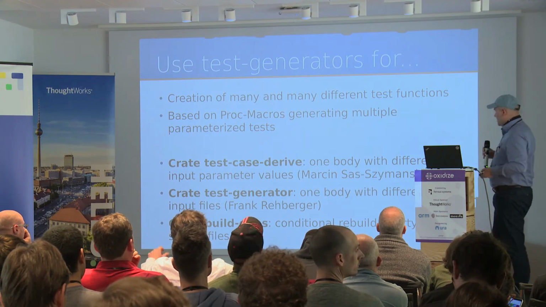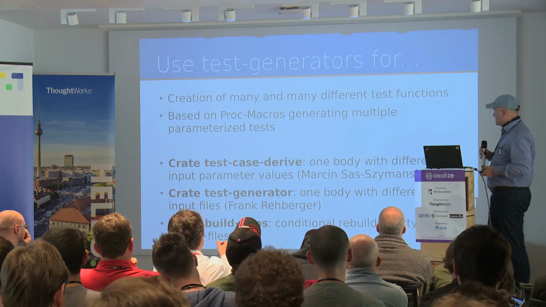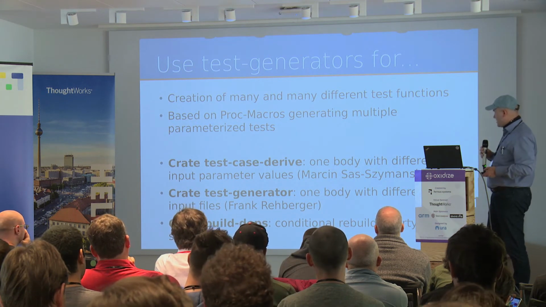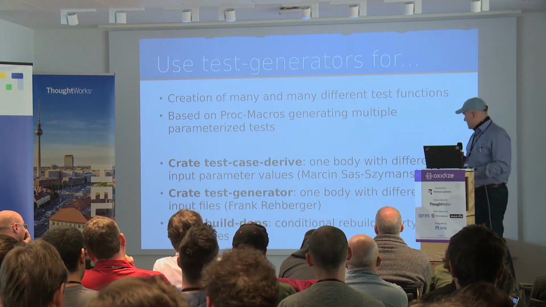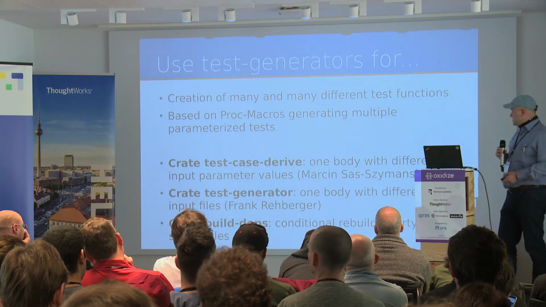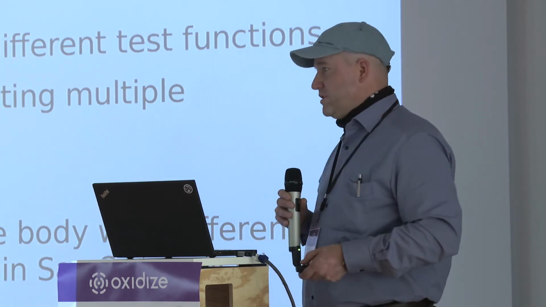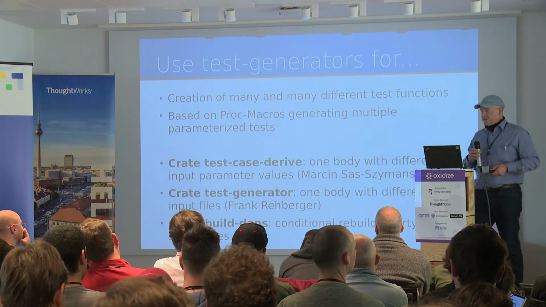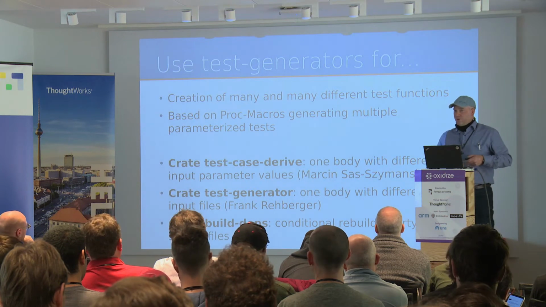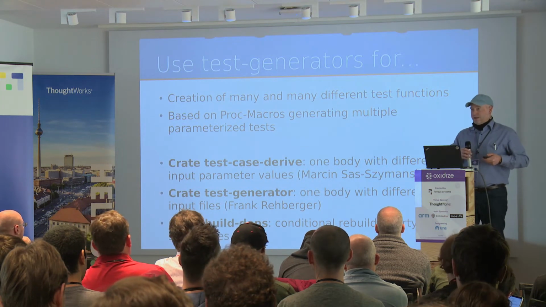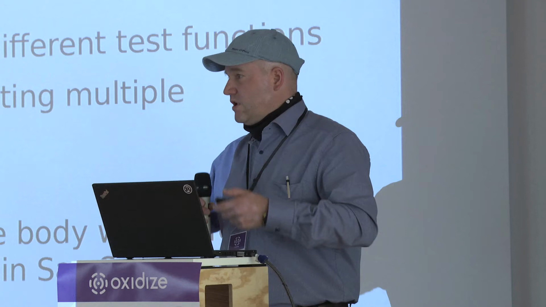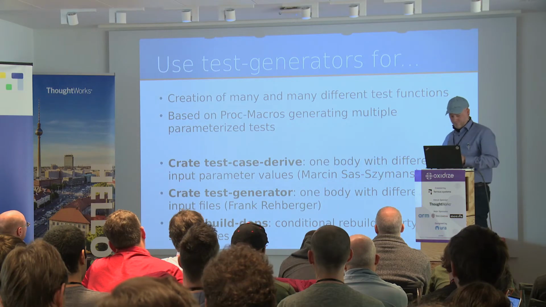I will show you how another implementation works. This is the test-case-derive crate, which is implemented by Martin. Then we'll have a look at the test generator I implemented, and I will talk a little bit about dependencies, if you deal with external files that are not Rust files. How are they handled? How can you handle them?